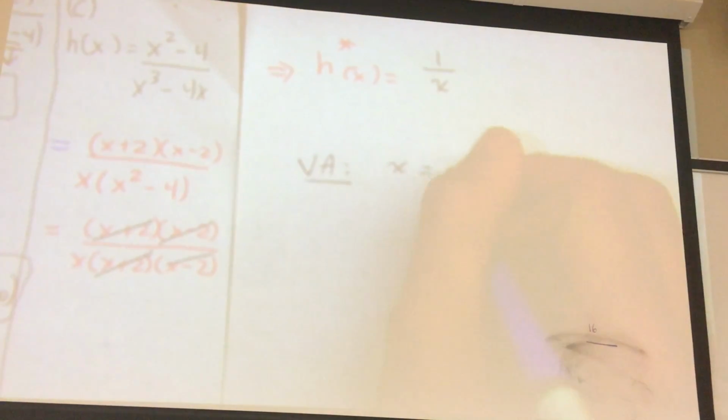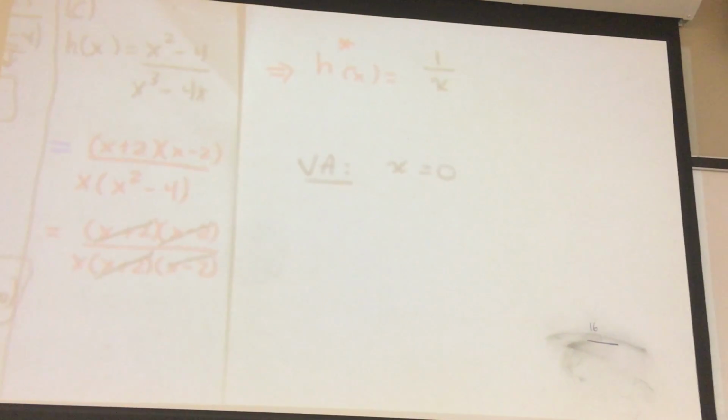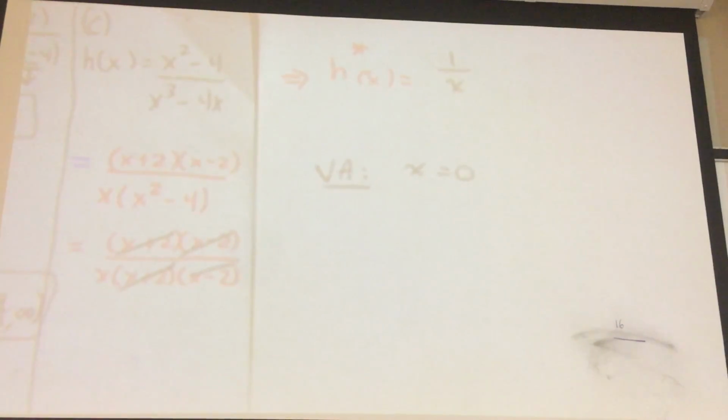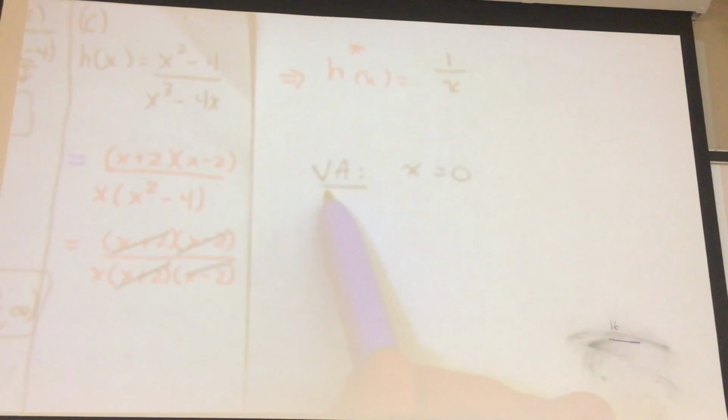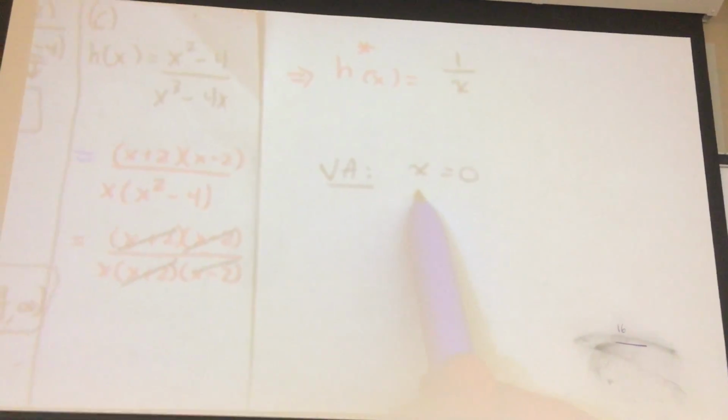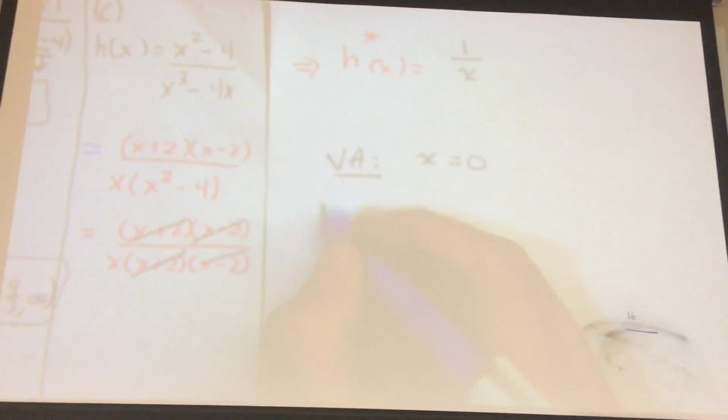x equals 0. On your test, by the way, just like with polynomials, if I say what is the equation of the polynomial, you have to write p of x or y equals, or else take off a point. Similarly, for vertical asymptotes and horizontal asymptotes, you have to write x equals or y equals. If you don't, I take off a point. Fair game, okay?